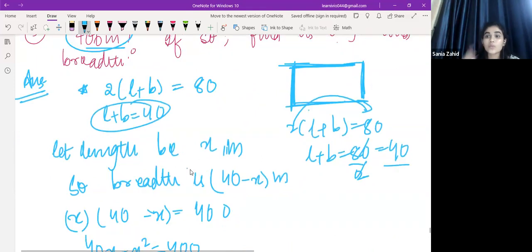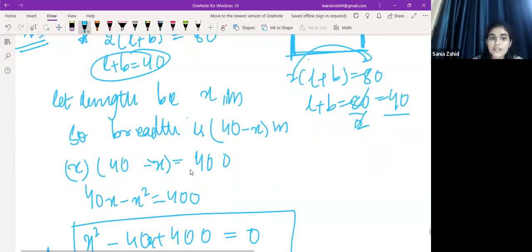Okay, now what do we do? I consider the length as x meter. So my breadth becomes 40 minus x meter, right? And now the formula for area is x into 40 minus x. So the answer becomes x into 40 minus x is 400.